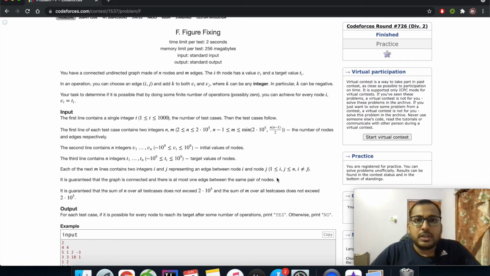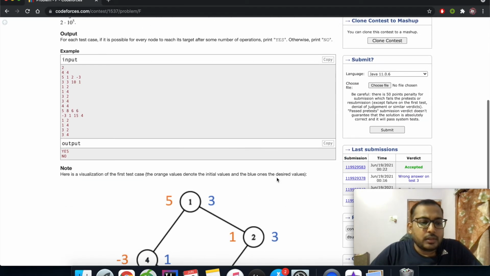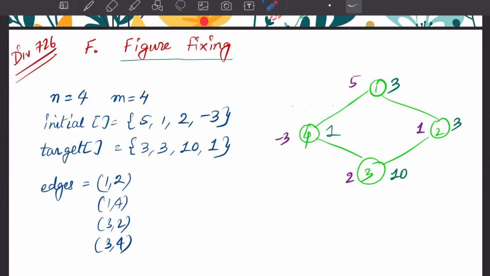So let's see the examples that are given in the problem statement. Let's see this in detail. As per the sample input we are given n equals 4, which means that we have 4 nodes 1, 2, 3 and 4. Next we are given m equals 4, which means we have 4 edges. What are those edges? The edges are 1 and 2, 1 and 4, 3 and 2, 3 and 4. So we connected the vertices 1 and 2, next 1 and 4, next 3 and 2, and finally connected the vertices 3 and 4.